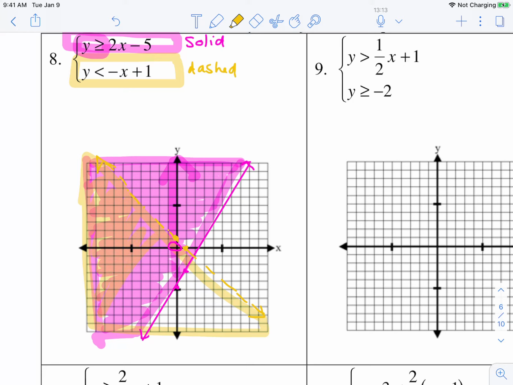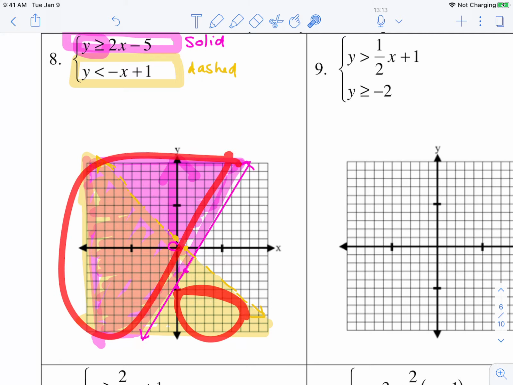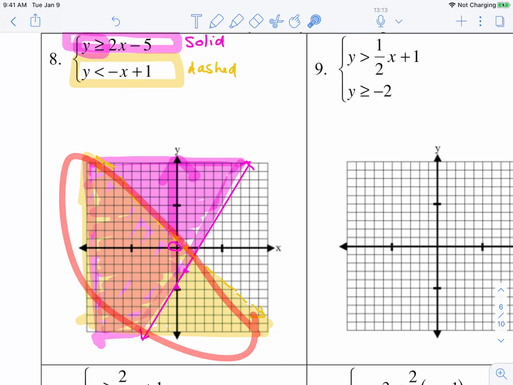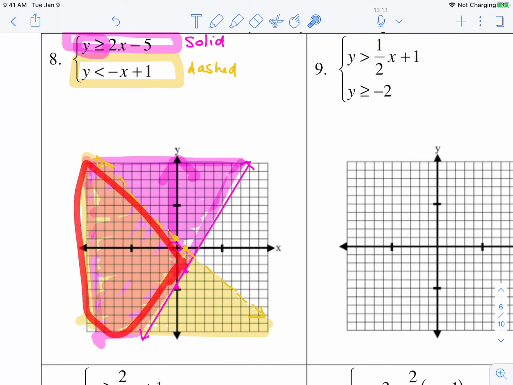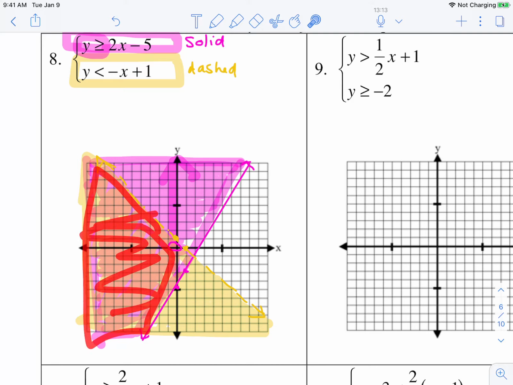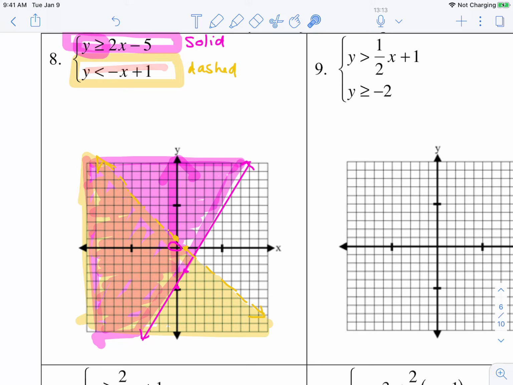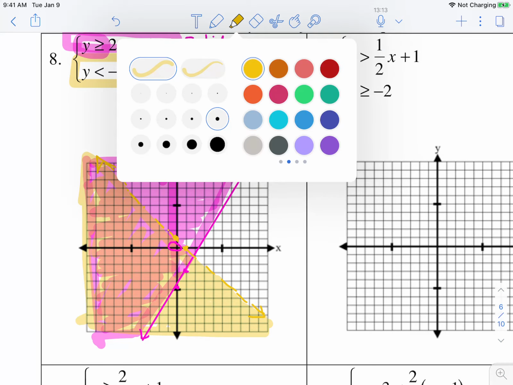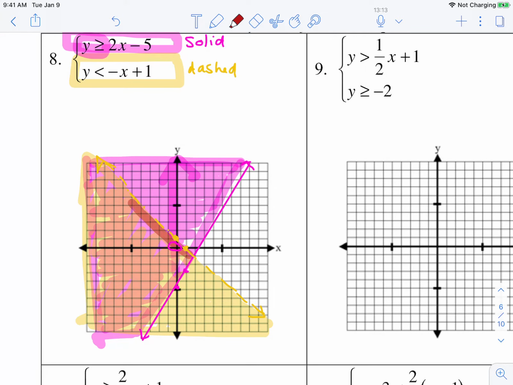Shade it all. Okay. And we think of this kind of like an and statement. A solution is anywhere they intersect. So what I'm looking for is anywhere that the pink intersects with the yellow. So pink is here and yellow is here. They intersect in this region right here. So a coordinate that lies in this region here would work for both my yellow and my pink inequalities. So I will take a darker color and I would shade in the overlapping region.